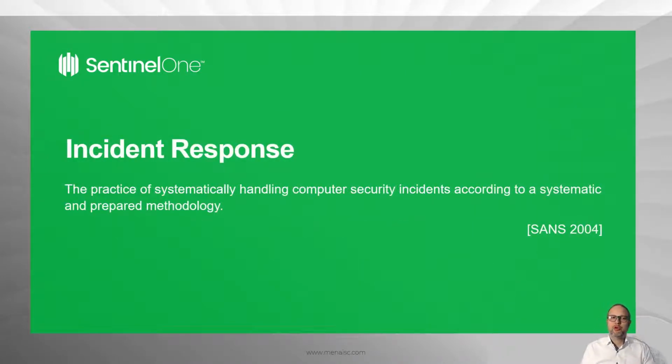And what we do when we have incidents that are the result of risk, that basically manifest as an incident, we respond to the incident. And we do that with a practice that we all call incident response. So that's the practice of systematically handling computer security incidents according to a systematic and prepared methodology. So we have covered what incidents are, we have covered what risk is, we have covered now, or starting to cover, what incident response is. And the key pieces are it's systematic and prepared, and it's handling of that incident.